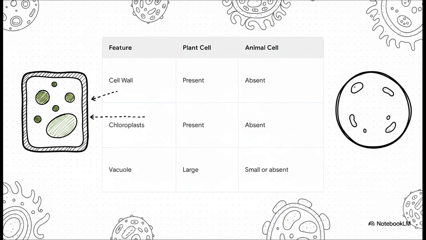Plant cells have three key things that animal cells just don't. First, a rigid cell wall that gives them structure. Second, chloroplasts. Those are the little green solar panels that do photosynthesis. And third, one big central vacuole for storage and support. Seriously, remember those three differences. They love asking about this stuff.